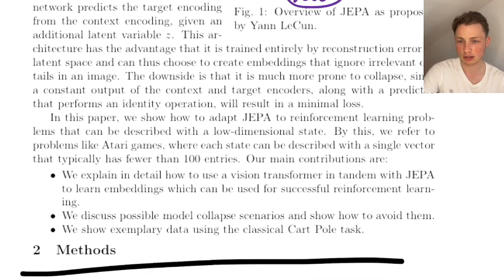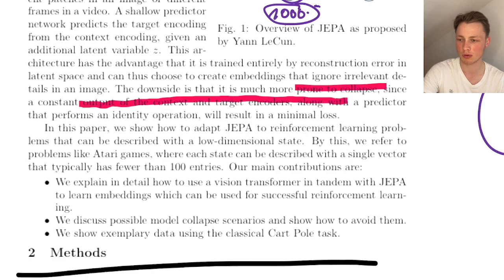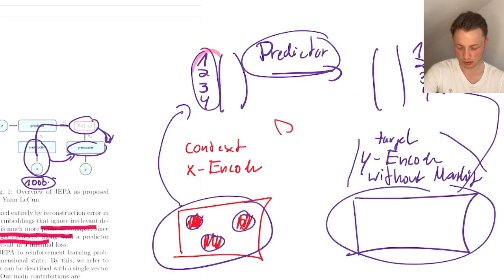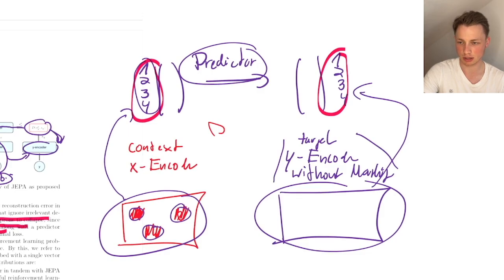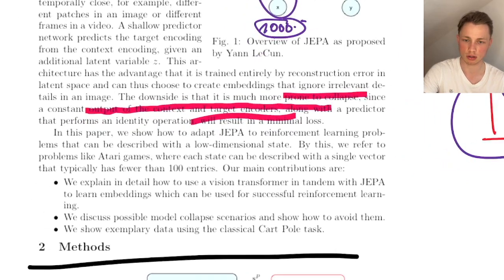I think they are also saying it here. The downside is that it's much more prone to collapse, since a constant output of the context and target encoders, along with a predictor that performs an identity operation, will result in a minimal loss. So if we bring it to the same very basic embedding, we can just do an identity mapping as a predictor, and we have a very low loss, but actually the model didn't learn anything.